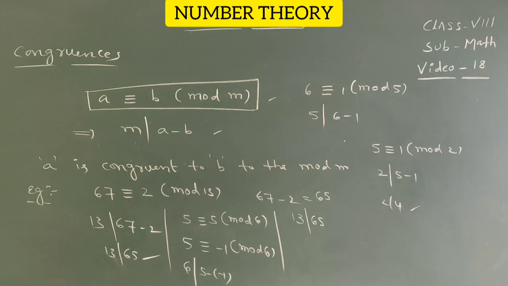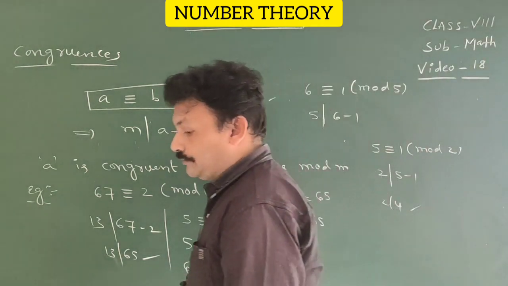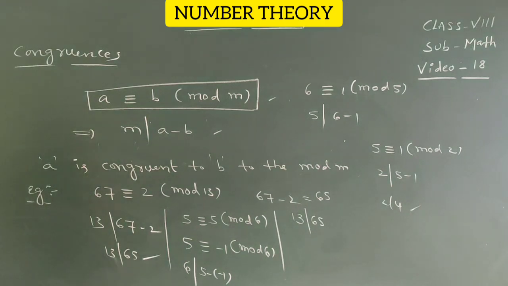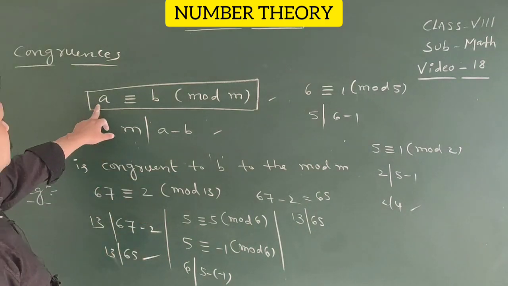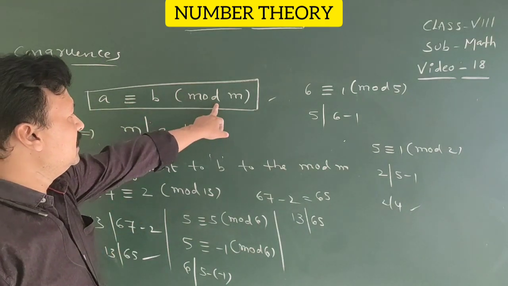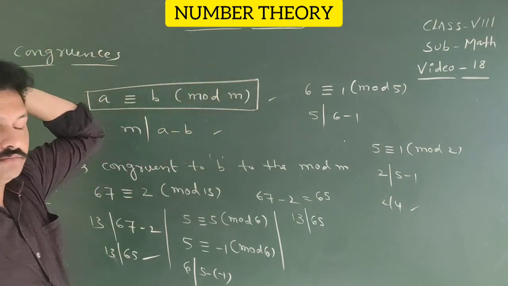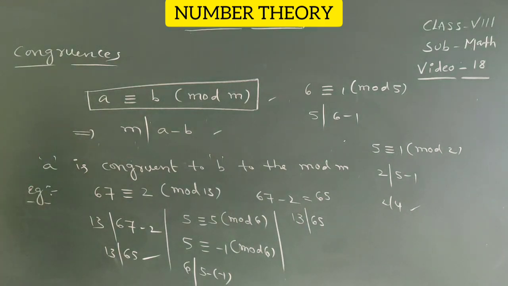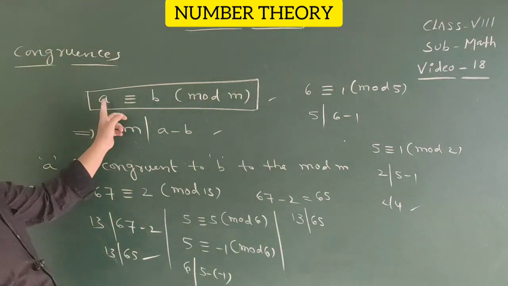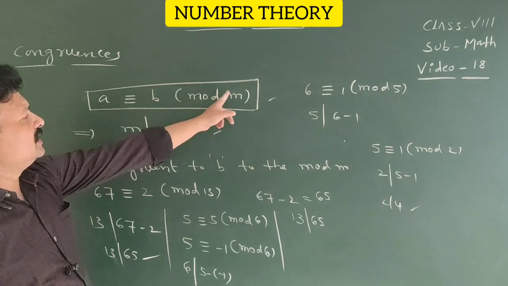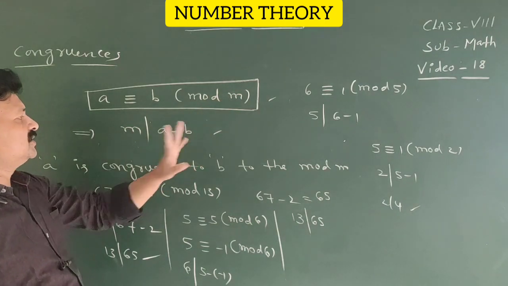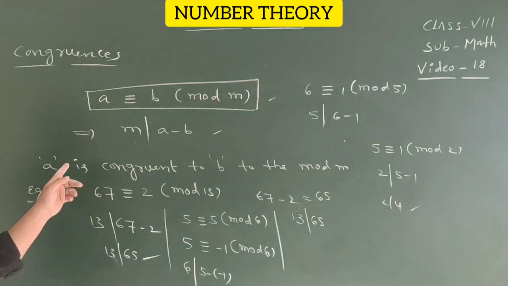Okay, here is a refined statement of divisibility. The definition of congruence is: a is congruent to b mod m, where m, a, b are integers and m is fixed. So a is congruent to b mod m means m divides a minus b.